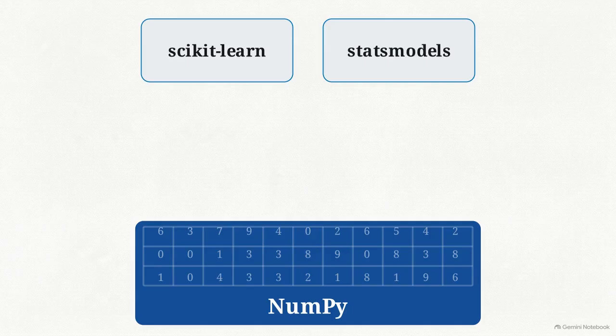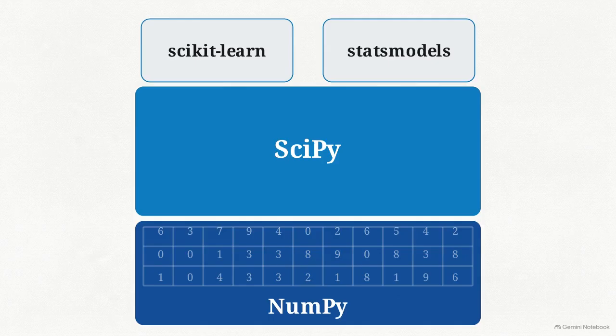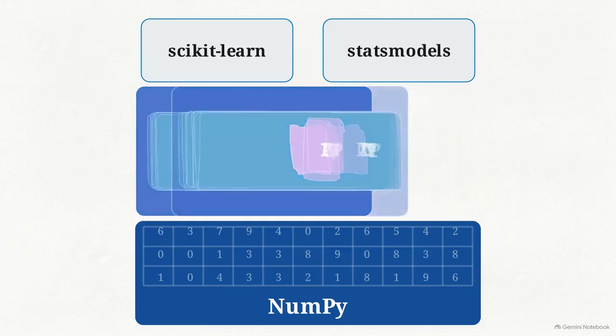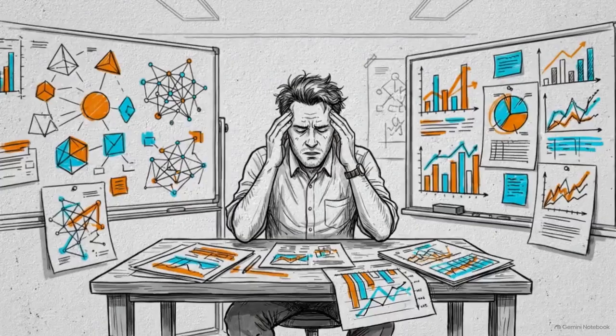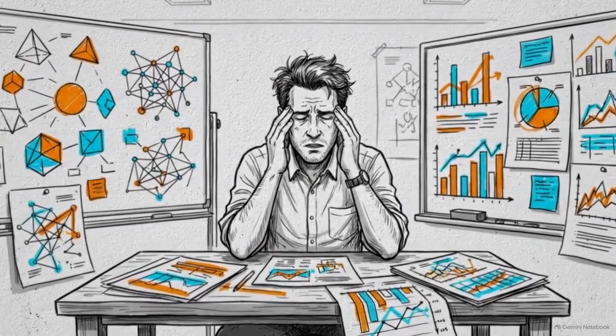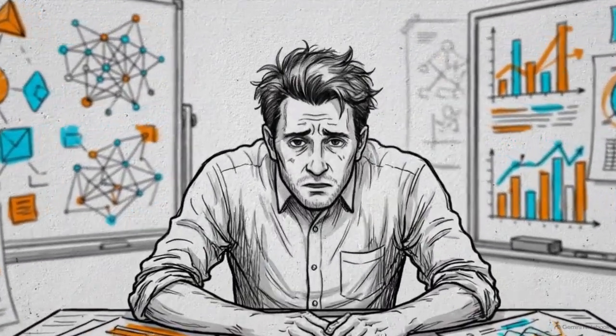This creates an algorithmic gap between the raw data at the bottom and the predictive modeling at the top. SciPy bridges this space, acting as an algorithmic superstructure that integrates directly with your raw data. It is built explicitly on top of NumPy's array foundation. It takes those basic arrays and provides specialized algorithms for advanced statistics, optimization, and signal processing. Without SciPy, engineers and data scientists would have to write complex foundational mathematics from scratch for every project.